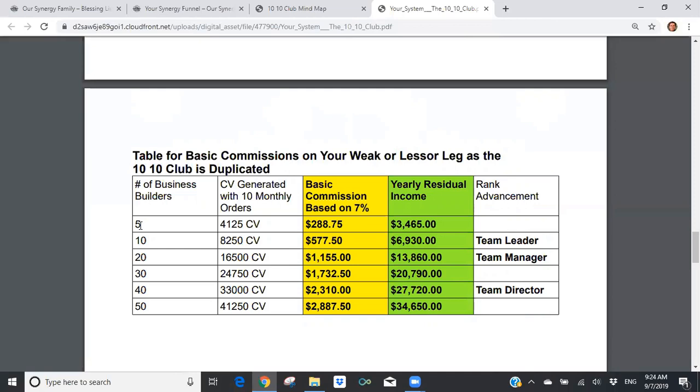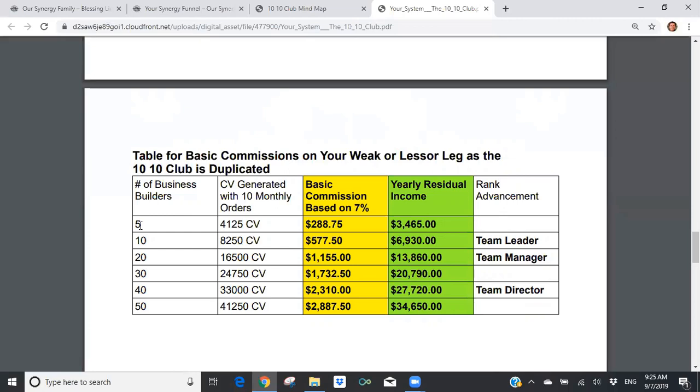Find their business builders? Well, those 5 that are in my left hand, let's call it my weak leg. If those 5 in my weak leg are now finding their business builders, whether they put them on their weak leg or their strong leg, they're still in my weak leg. So every business builder that I personally sponsored who attracts people into the Synergy business, all of them will still be on my weak leg. That helps to grow my weak leg.